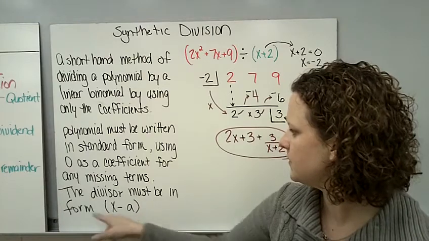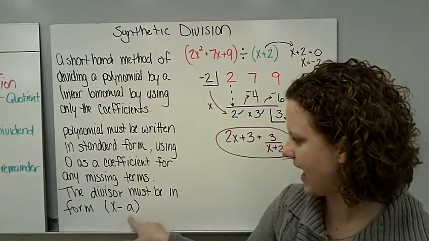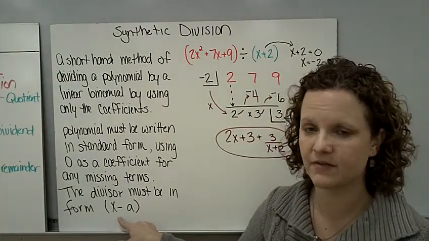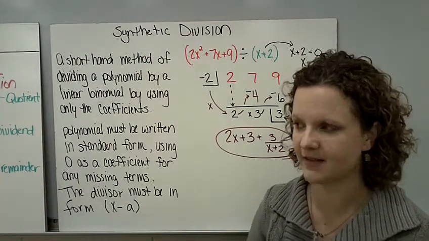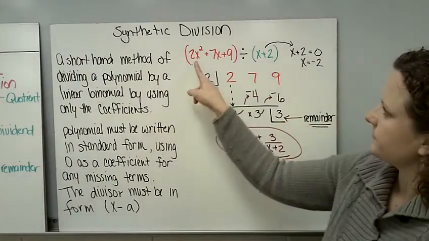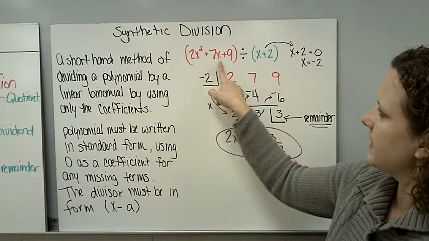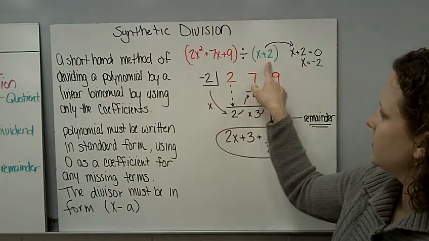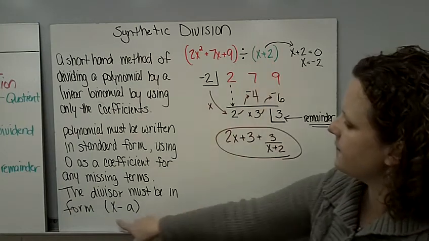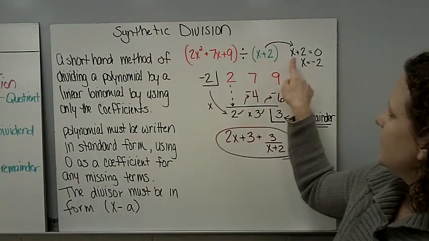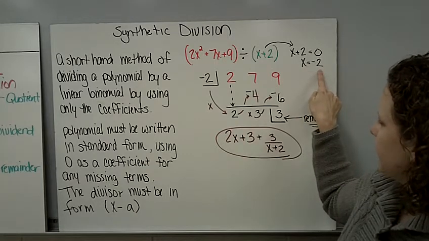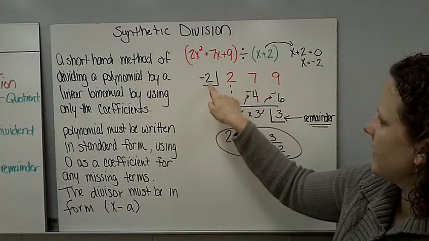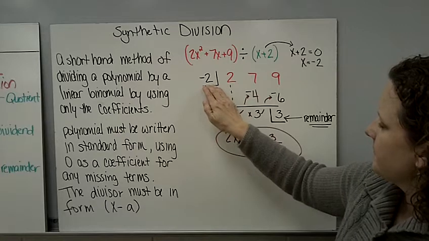The divisor must be in the form x minus a, which we're going to take the divisor and solve for x to get what we're going to divide by. I'll explain. 2x squared plus 7x plus 9 divided by x plus 2. This is in that form x minus a, where you take and solve for x. So a is -2, and that goes right there. This is how you set it up.